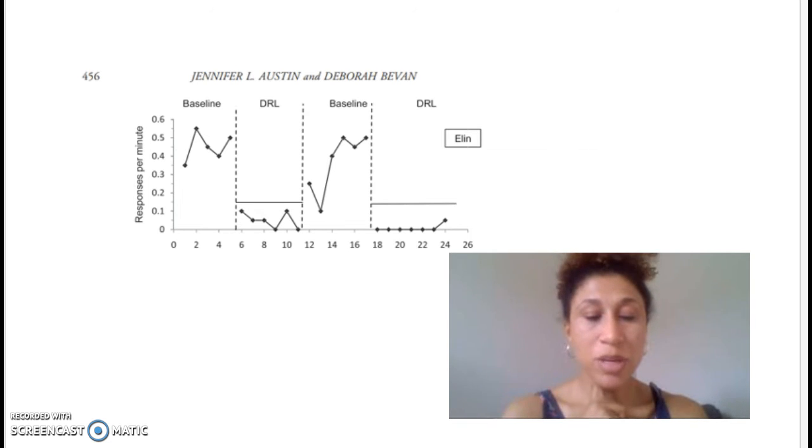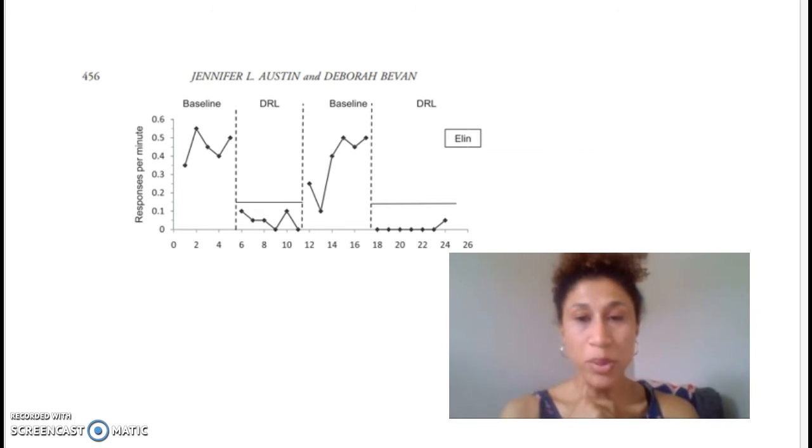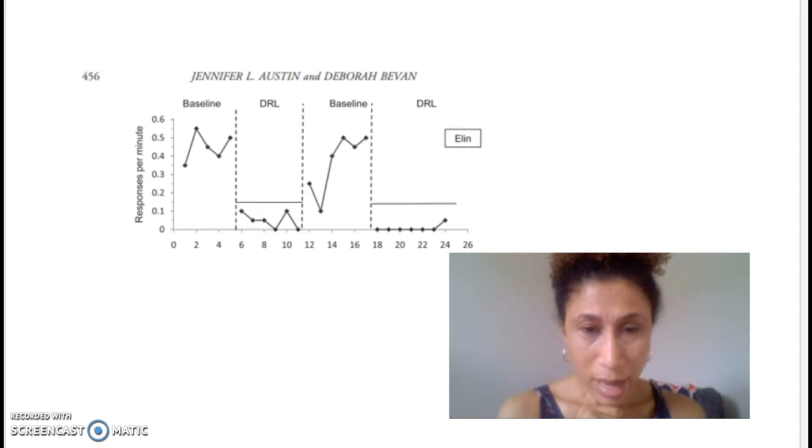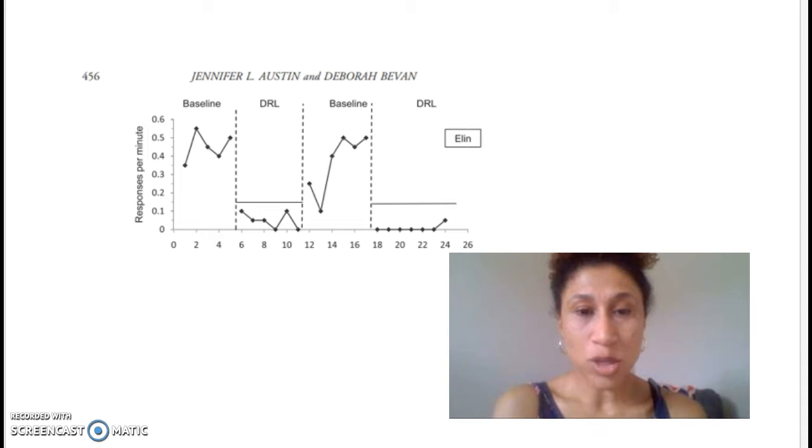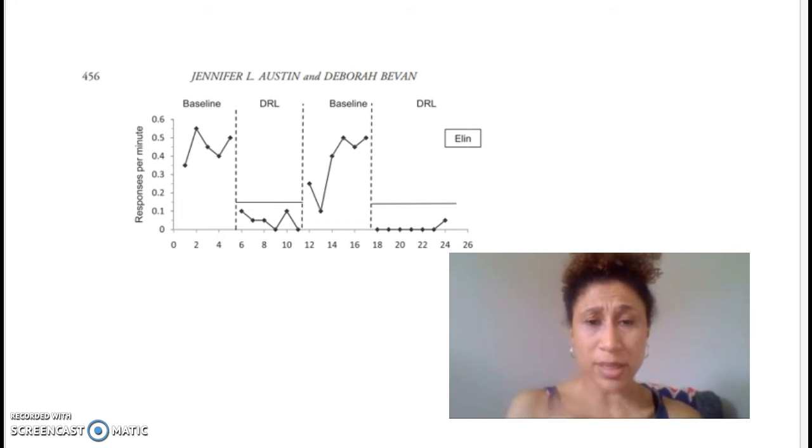Immediacy of effect. There's an immediate effect when the DRL intervention is put in place, as you can see. If you look at the data points in the second phase, which is the intervention phase, they're significantly at 0.1 responses per minute or lower, with 1 or 2 data points at 0. Yes, 2 data points at 0. There's also immediacy shown when the intervention is removed. So if you look at that data point increase in the second baseline after removing the intervention, you can absolutely see that increase.